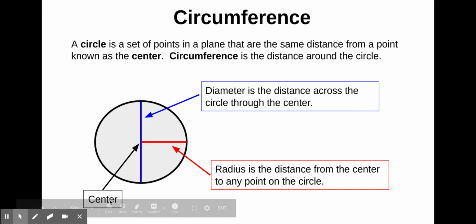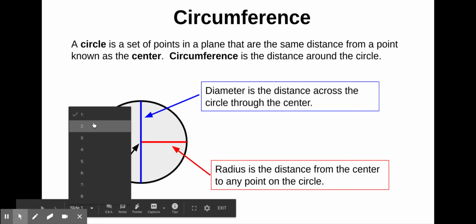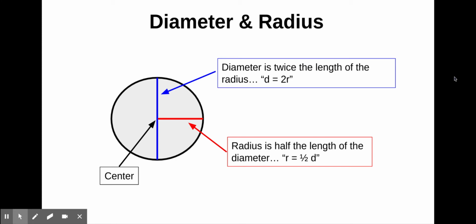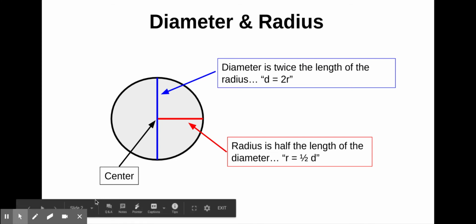Go to the next slide. So if we're looking at it, diameter is twice a radius here, right? And radius is half the diameter. So realize the difference between diameter and radius. Pretty straightforward. Because what that means is you're going to have two different formulas you can use to figure out the circumference based off of that.